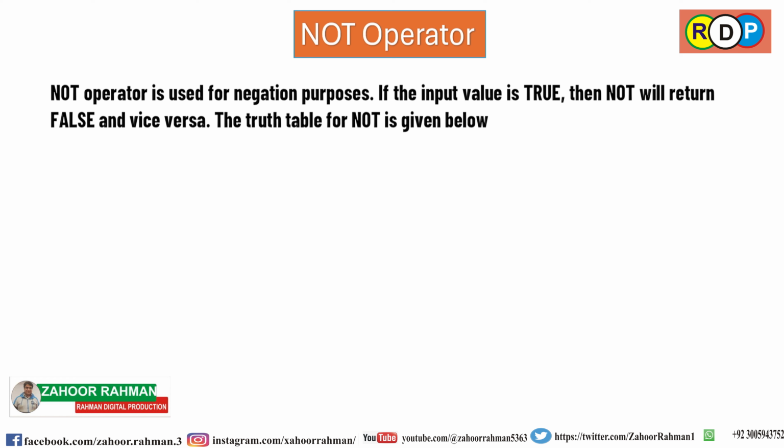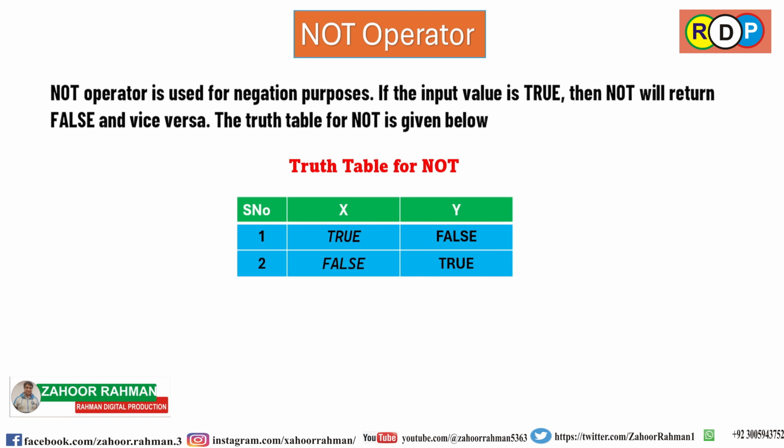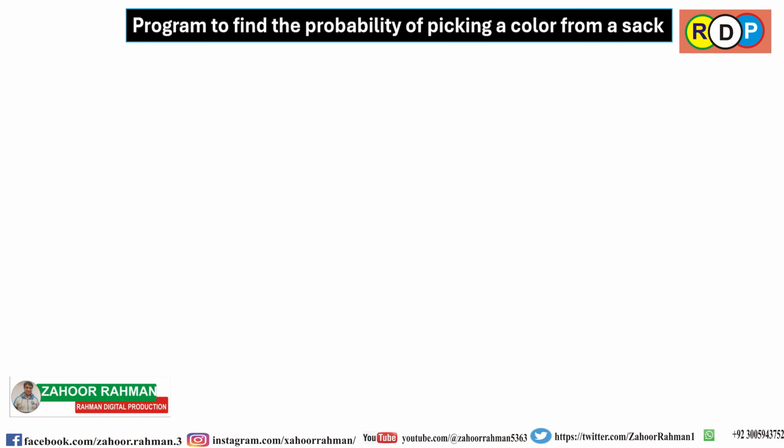The truth table for not is given below. It works on only one condition, not on two conditions. If one condition is true, then the not of that condition will be false. If the condition is false, the not of that will be considered as true.